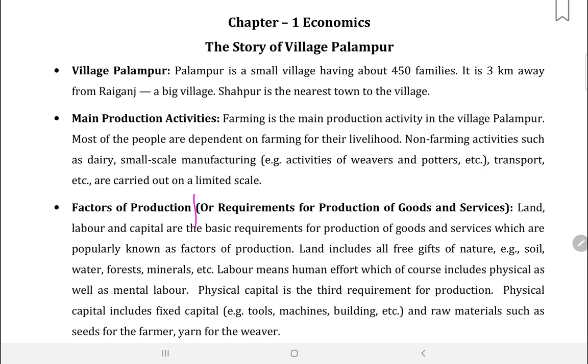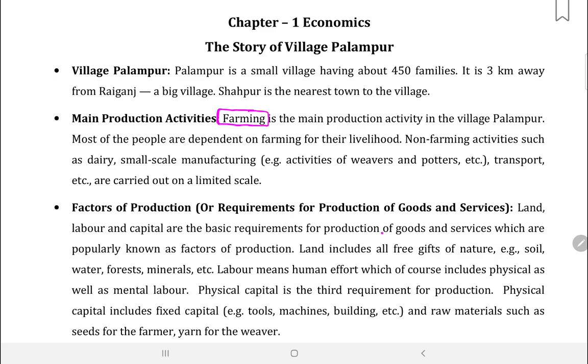Next, the main production activities. Farming is the main production activity in the village. Many bits have been asked about this. If you want, you can just ask me, and I'll post a video about the bits of this chapter. I have the bits with me already. This is a very important thing, and I have got this in a bit.